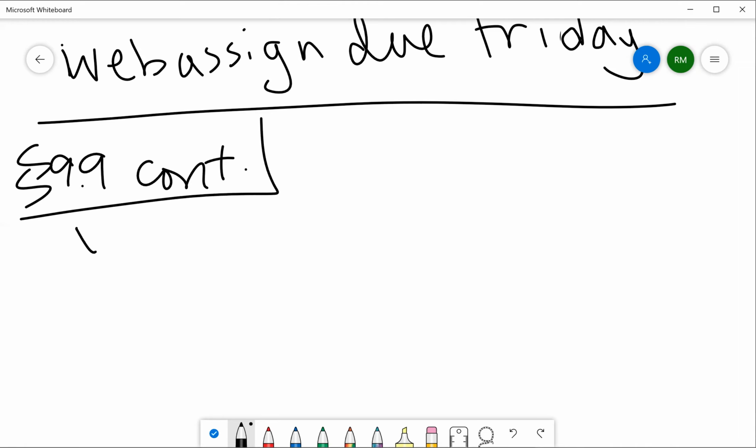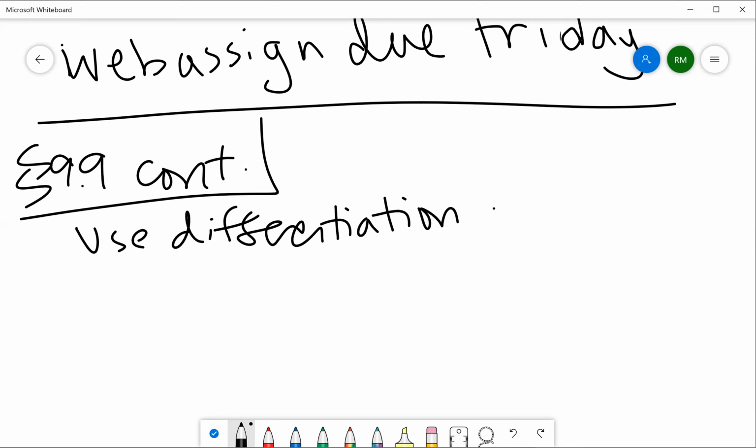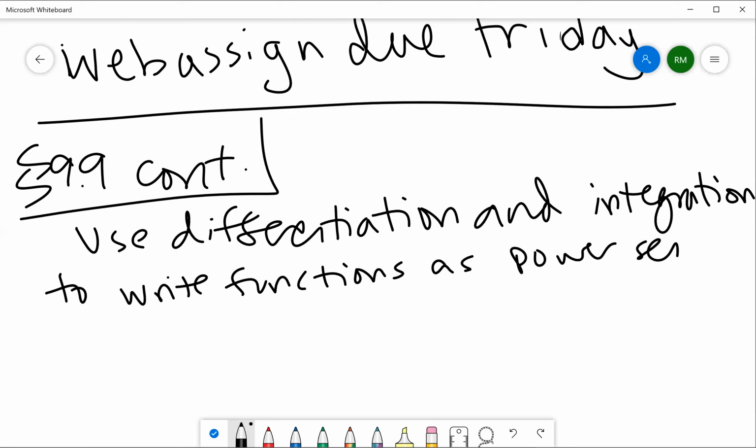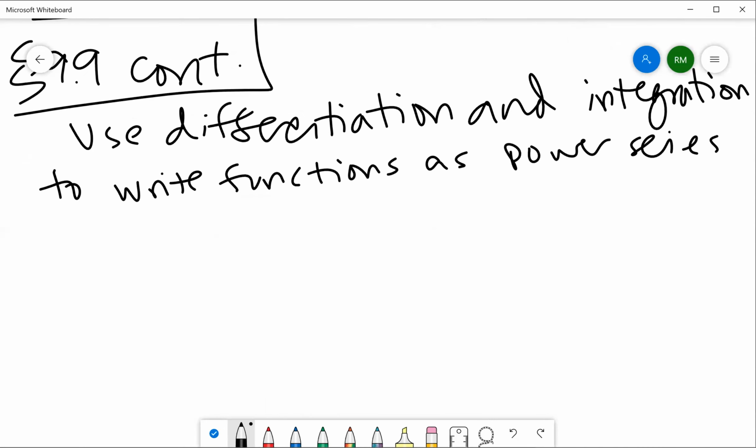Okay, so today we're going to use differentiation and integration to write functions as power series. All right, so we're going to begin with a classic example.